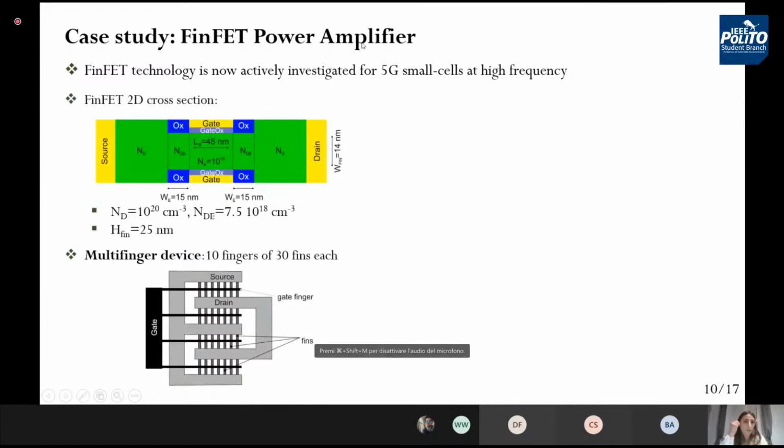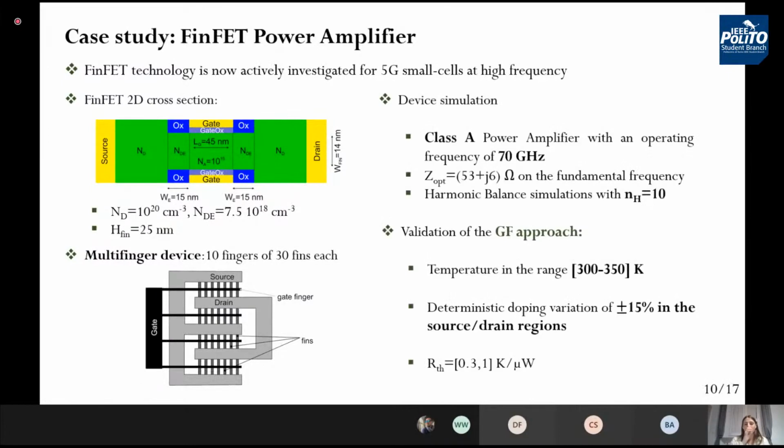Our case study is a FinFET power amplifier with 45 nanometers gate length and 25 nanometers fin height. We simulate a multi-finger device, so we have 10 fingers of 30 pins each. And we simulate a class A power amplifier with an operating frequency of 70 GHz.